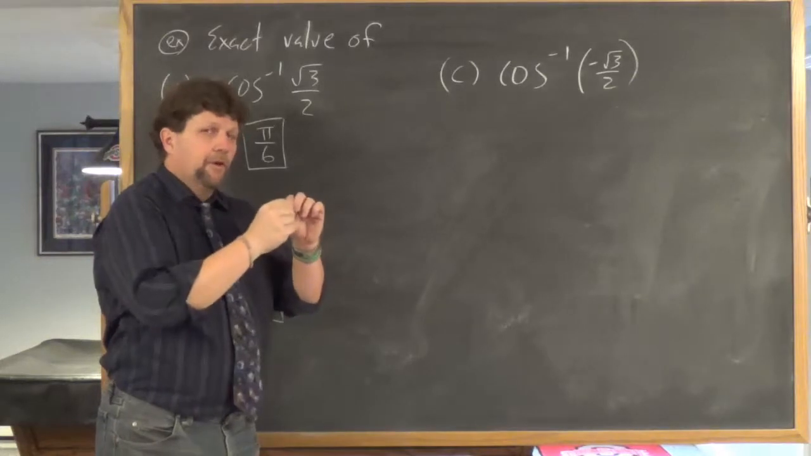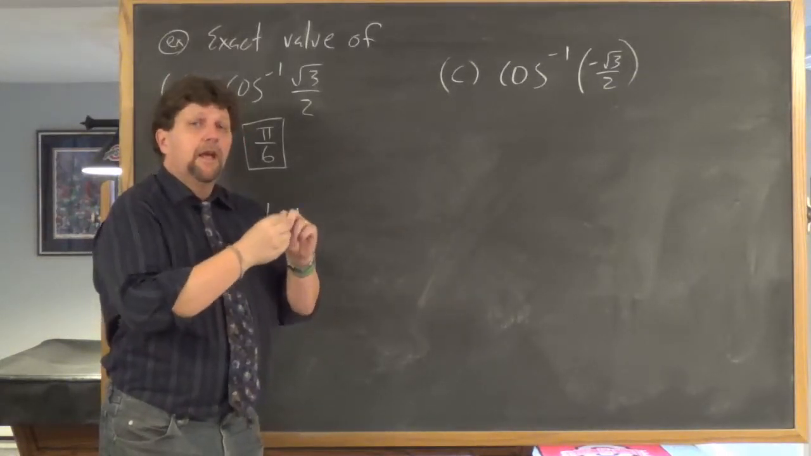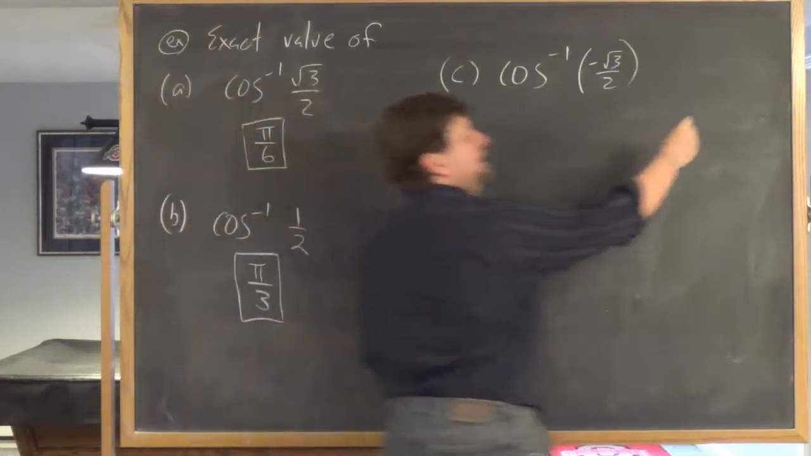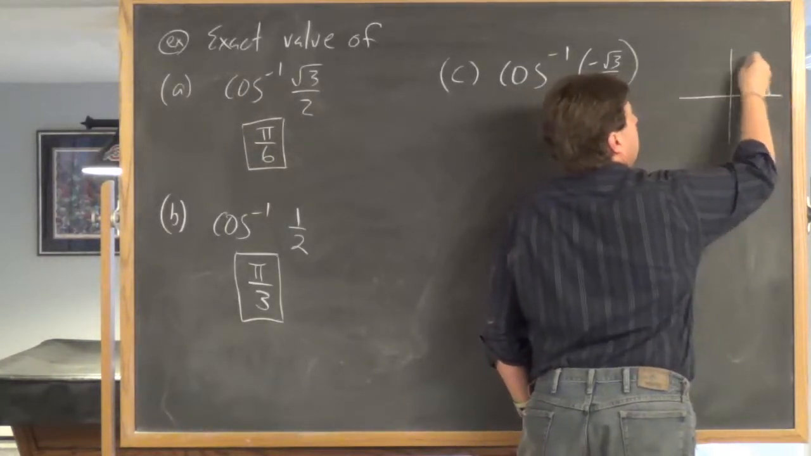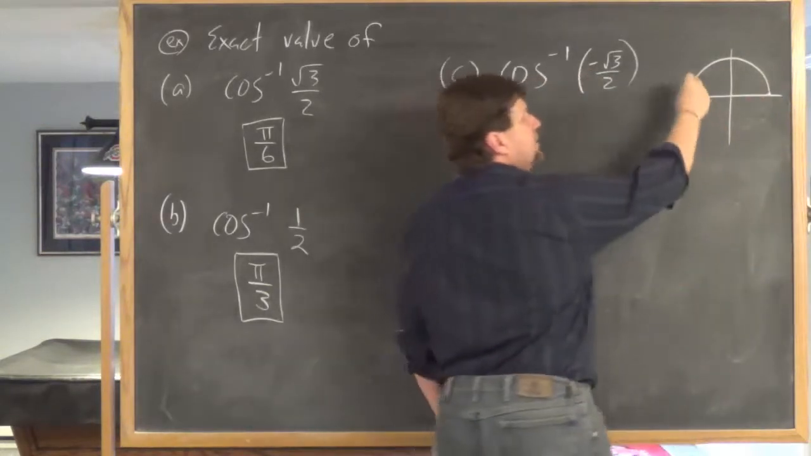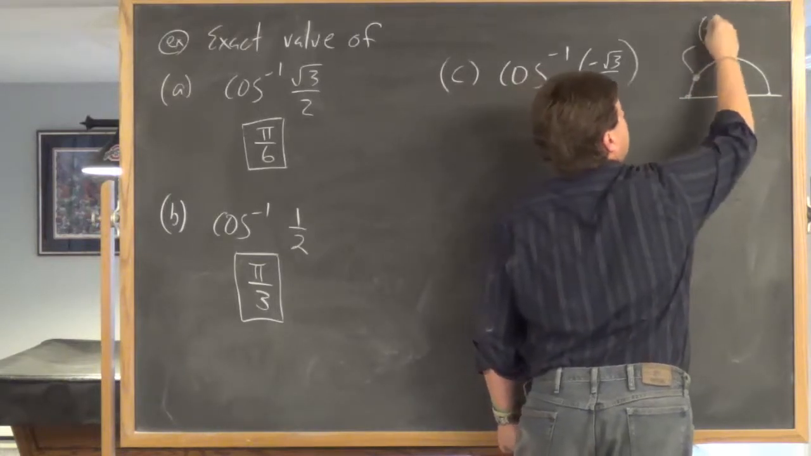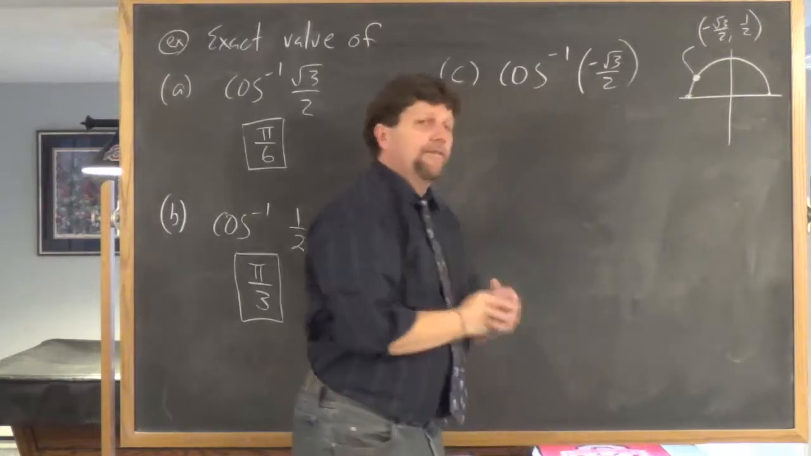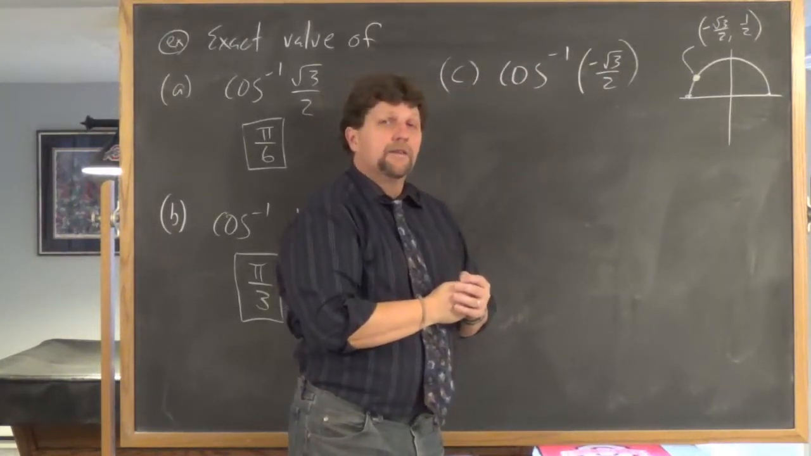Now think, folks, inverse cosine, we're looking for an angle on the top half of the unit circle. So if I think of the top half of the unit circle, well, I think this point that's about right here, and the coordinates of that point are negative square root 3 over 2, 1/2. That's going to be the key in getting this.